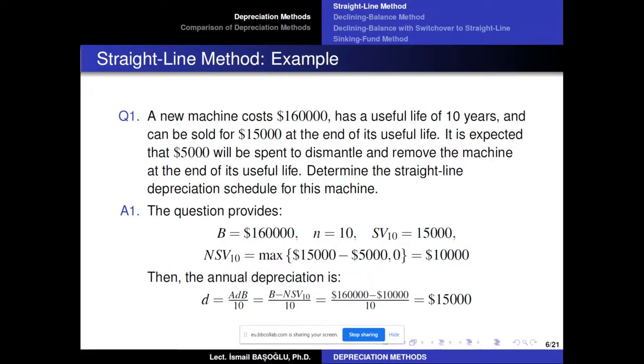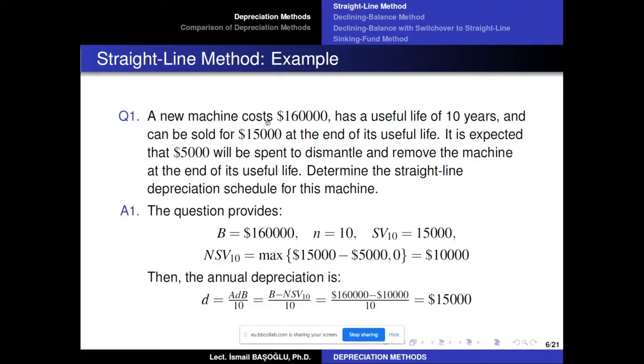So why do we calculate these depreciation amounts? Remember, we need to subtract the depreciation amounts from our profit. So we will be calculating the net profit after depreciation amounts, from which you will be calculating the tax amounts to be paid to the government.